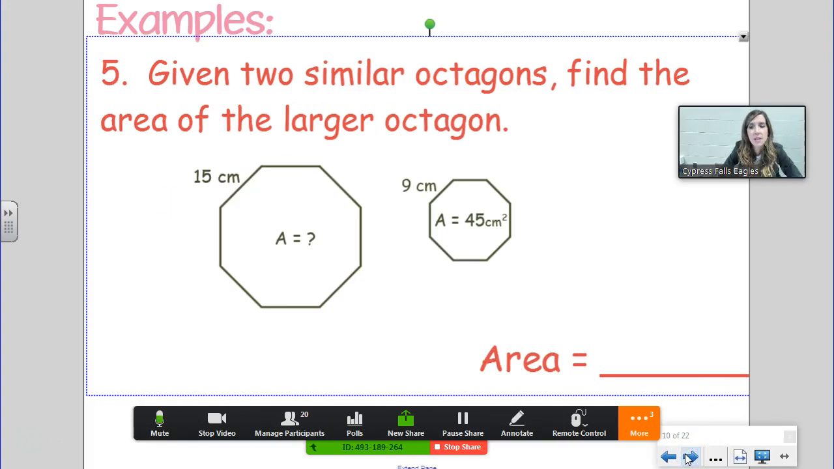Given two similar octagons, find the area of the larger octagon. Raise your hand if you love finding areas of octagons. No way, right? You have to do trig. You have to find the missing angle. It's a decimal. It is not fun. But if the polygons are similar, we get to use our shortcut. We get to use what we just learned.